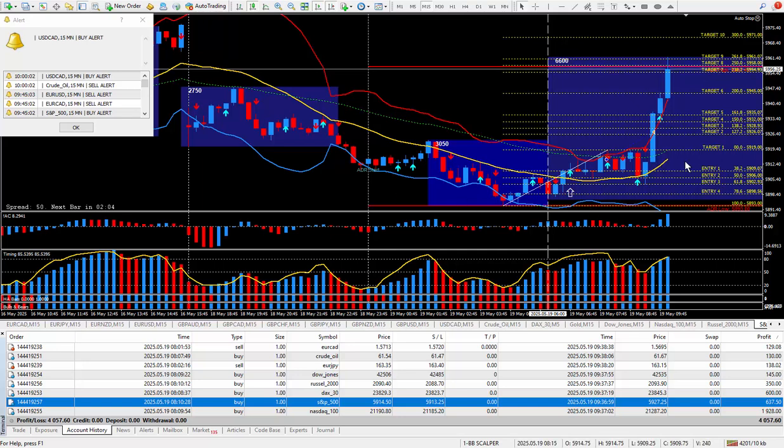It's a great tool to have in your toolbox. It shows you different entry levels, and of course it shows you many target levels. Again, if you have any questions about this FibMaster tool, just get in contact with me.